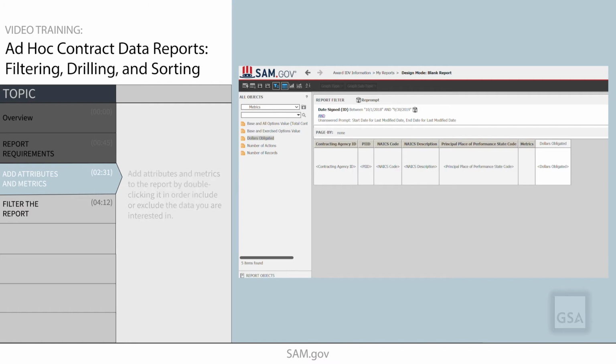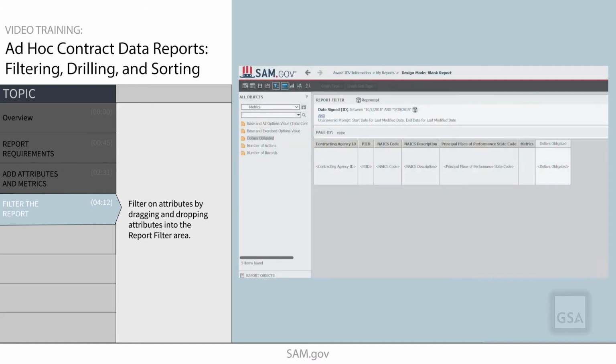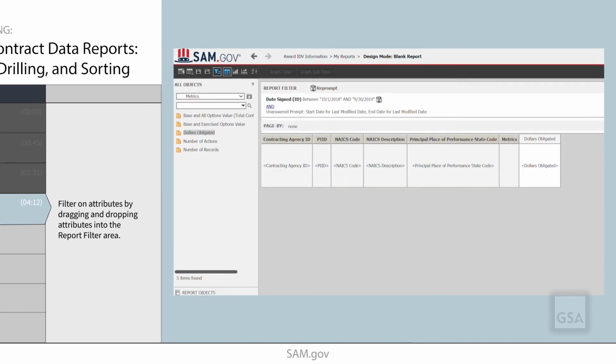Now, let's take a look back at our requirements. We need to filter for three things. First, we need to filter for construction contracts. Second, we need to filter for contracts performed in the state of Tennessee. And third, we need to filter for the top 100 contracts by dollars obligated. Let's get to it. We'll begin with the first requirement, which is to filter for construction contracts.